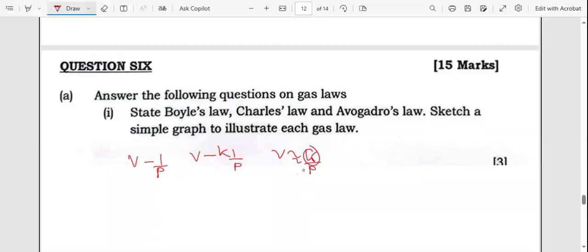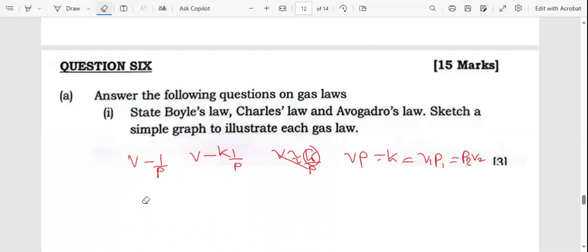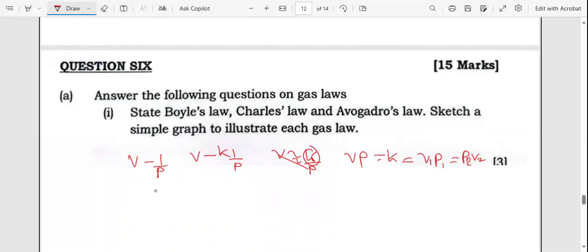Then constant is constant, meaning that we can multiply, that will be VP is giving us a constant. At different conditions, we can still have V1, again P1, then P2, V2, like that. That's the reason why Boyle's law will be given by the equation V1 P1 is equal to V2 P2. So this will be the governing equation.